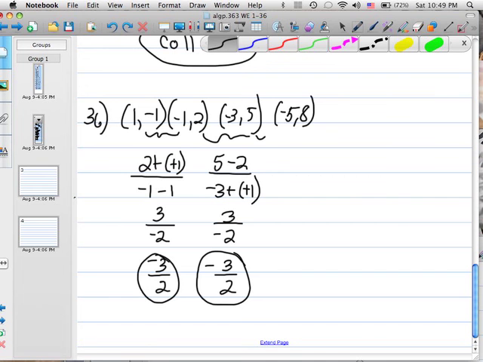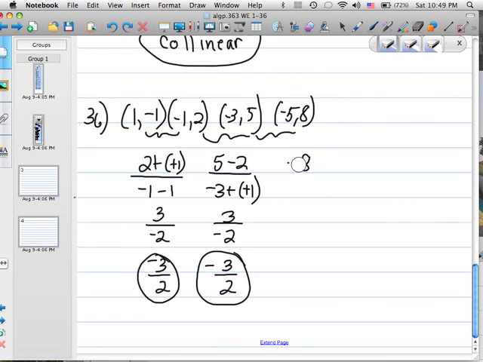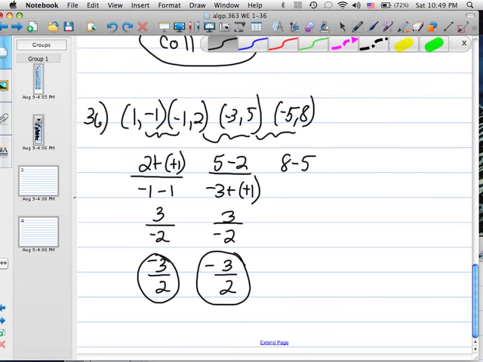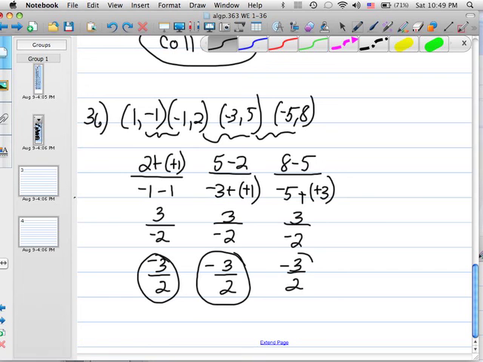Now we have to check the last pair. 8 minus 5, we'll keep doing it the same way I've been doing it, over negative 5 minus negative 3. Change that to addition, change the sign. So we get 3 over negative 2, which is negative 3/2. So all the slopes are the same, so all 4 points are on the same line, so they're collinear.